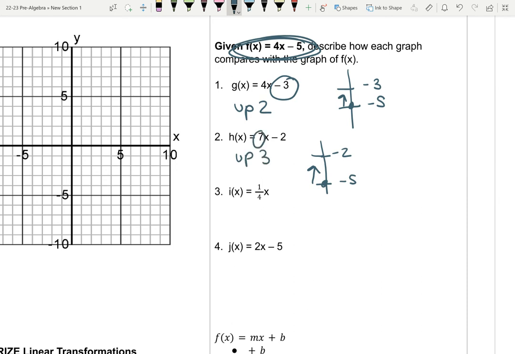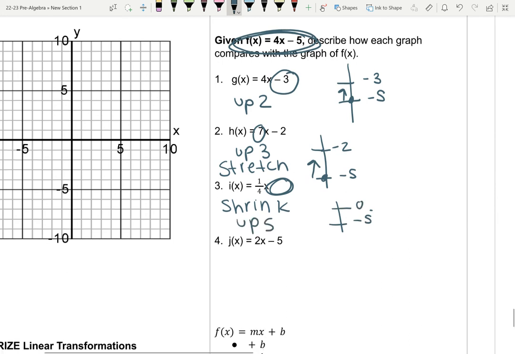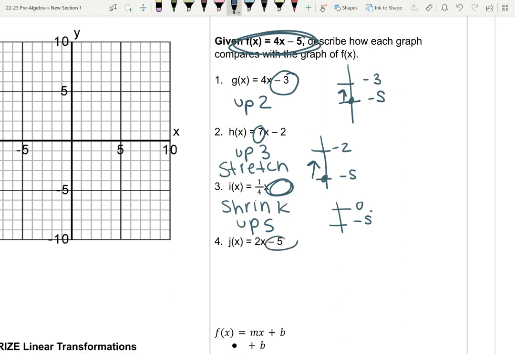But what's also different is the slope, and it got bigger, so this is going to be a stretch. The next one would be a shrink because the slope got smaller, but if you notice, there isn't an intercept. So I went from -5 to 0. So I went up 5. Here we have the same intercept, so that didn't change. The only thing that changed was the slope, and it got smaller, so that is a shrink.